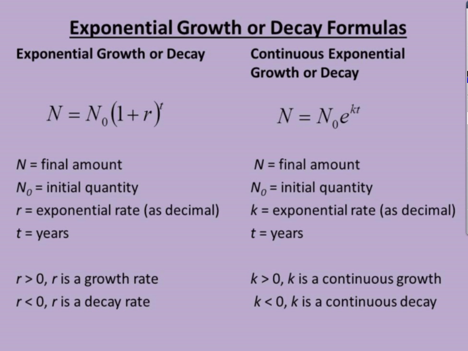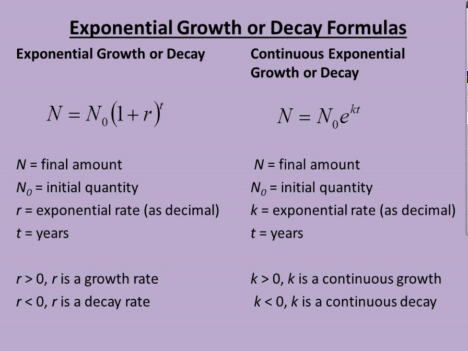Now, we don't just have to use growth and decay problems with interest and money. You can also use them in other areas. For exponential growth or decay, if it is an exponential rate that is not continuous, we're going to use N is equal to N sub 0, which is your initial quantity, times 1 plus r raised to the t power. If it is continuous, we're going to do N equals N sub 0 times e raised to the kt power, where k in this one is still your exponential rate. Make sure you're still writing that as a decimal.